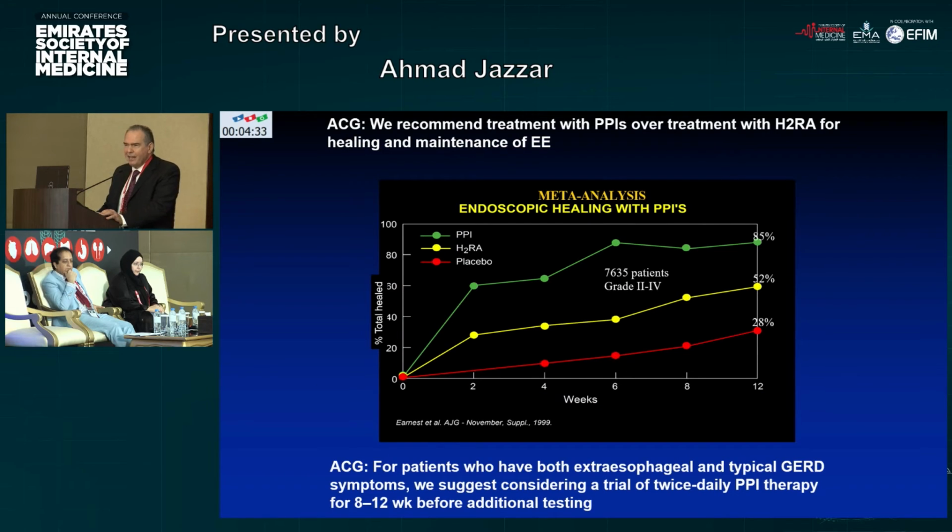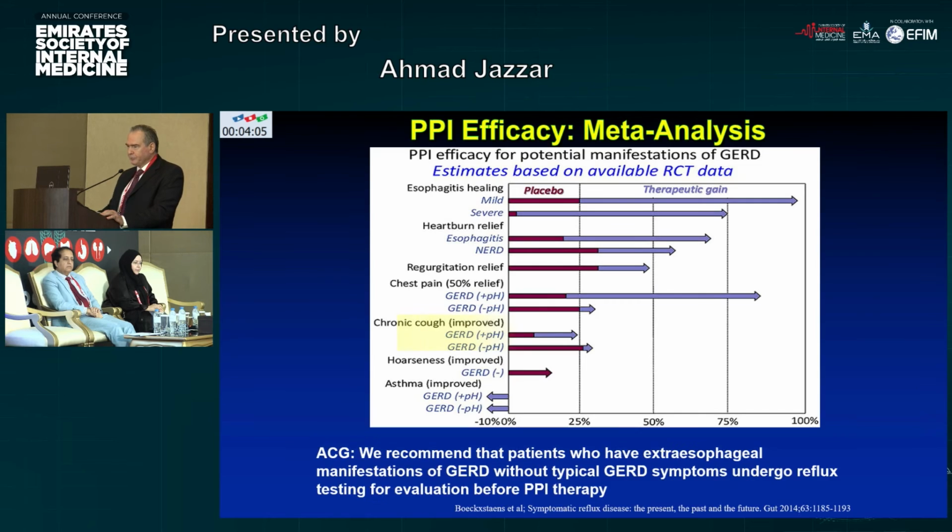So from a meta-analysis of endoscopic healing with PPIs, we can see that PPIs are the best. The healing rate can go up to 85, 90, 95%, depending on the study that we look at. The ACG recommends treatment with PPI over treatment with H2 receptor antagonist for healing and maintenance of erosive esophagitis. And for patients with extra-esophageal manifestations of GERD, the recommendation is to go for twice daily PPI for 8 to 12 weeks before additional testing.